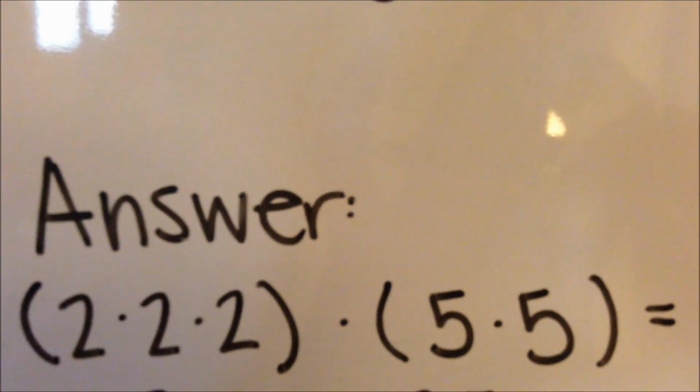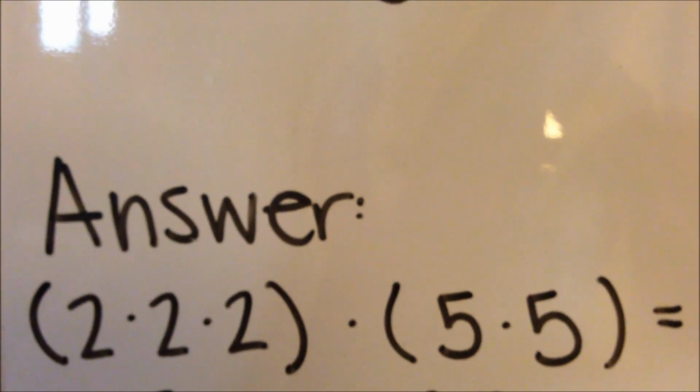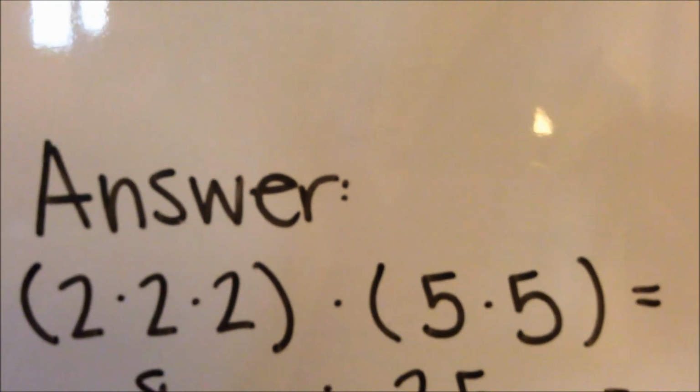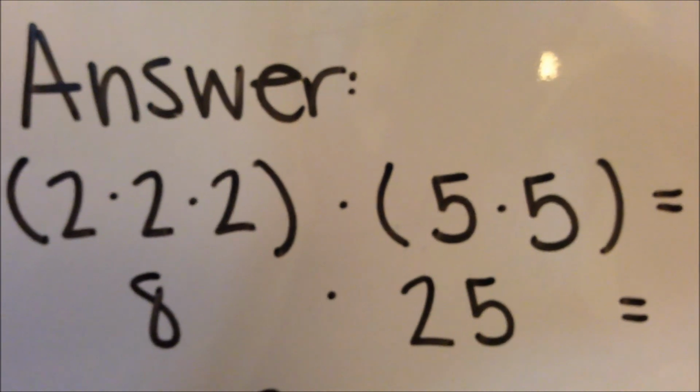2 times 2 times 2 is 8. 2 times 2 is 4. 4 times 2 is 8. And then 5 times 5 is 25. So we have 8 times 25. Now, see if you can do that in your head.